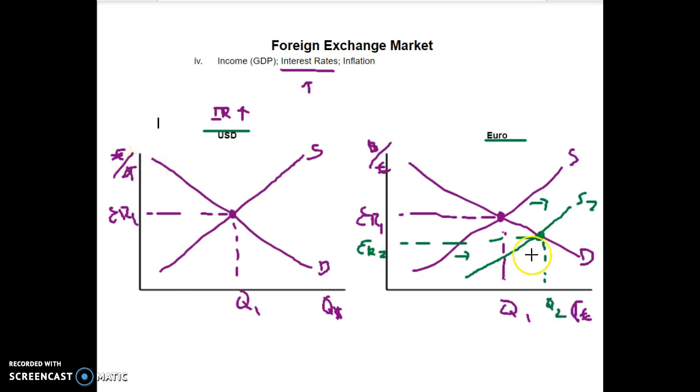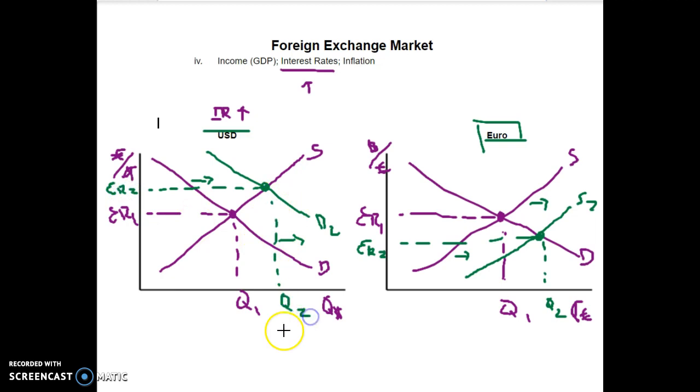Well, what's going to happen over here? Well, the European Union is going to demand more of my currency so that they can buy my bonds that have the high interest rate. So the demand for the US dollar is going to shift to the right. When demand shifts to the right to D2, my exchange rate goes up. The currency appreciates, so ER2, currency appreciates and the quantity being exchanged rises as well.